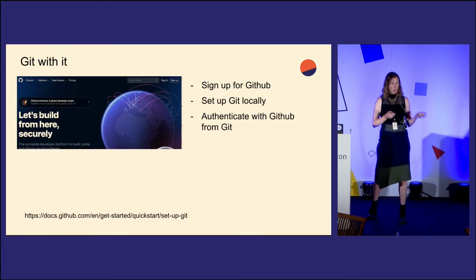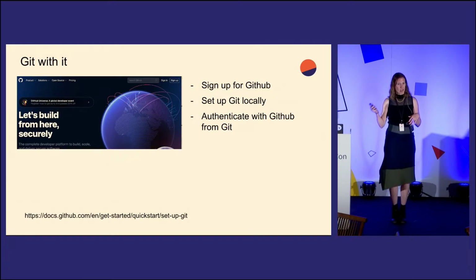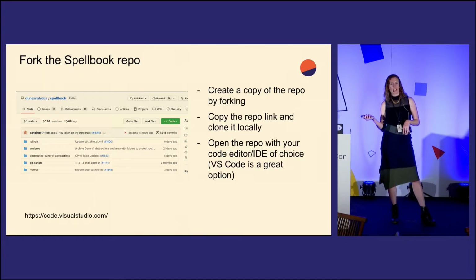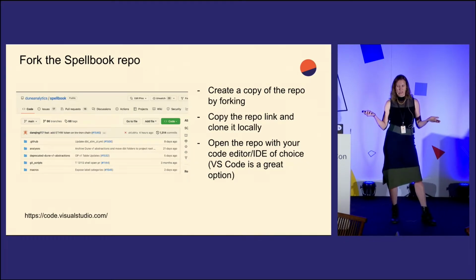So I'm sure most of you have already gotten with it, but some of you may not have. You've got to sign up for GitHub, but also set this up locally, including authenticating between Git and GitHub. You have to fork our repo and clone it locally and load it up in the IDE of your choice. VS Code is a nice one.